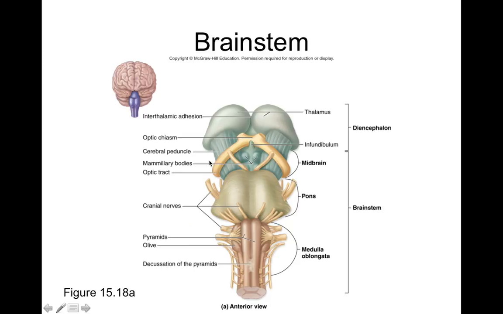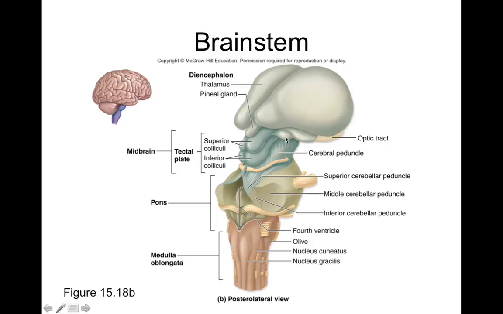Now, the midbrain here contains different reflex centers, which we'll talk about. Also contains areas for movement. The pons here in the middle is a sort of central projection. This one actually contains respiratory centers. And the medulla oblongata has a lot of different reflex functions as well that we'll get to.